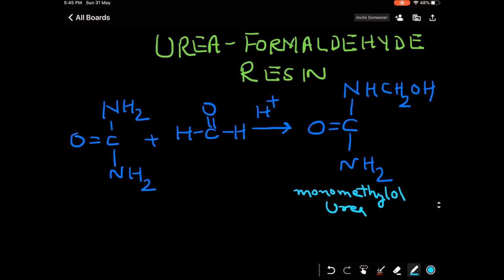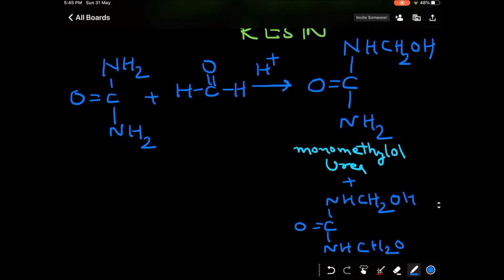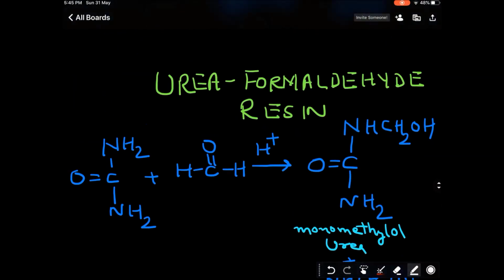Along with this, another substance is formed. In that substance, the second amine also reacts, and we get C double bond O, NH, CH2OH. You can get its name and the guess will be right. This will be known as dimethylol urea. Now we can think of the mechanism.